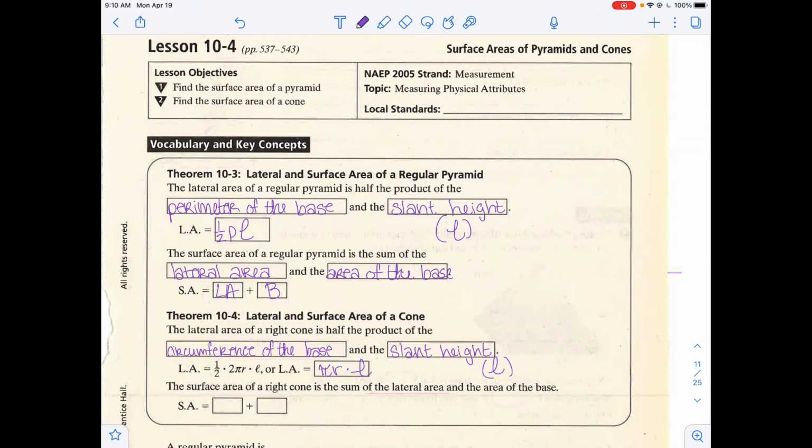The surface area of a right cone is the sum of the lateral area and the area of the base. So again, the lateral area plus the area of the base. And we know that the area of the base of a cone is pi r squared. So we could also say surface area is pi r L plus pi r squared. Sorry, I said times at first. My bad.